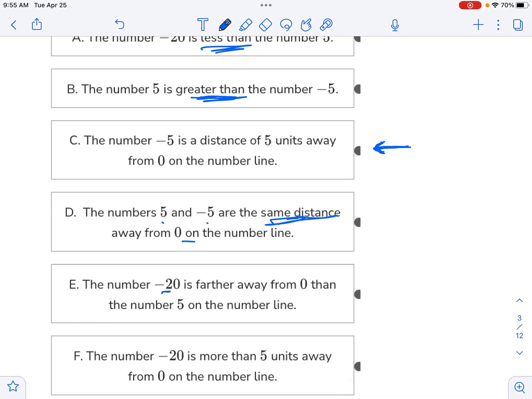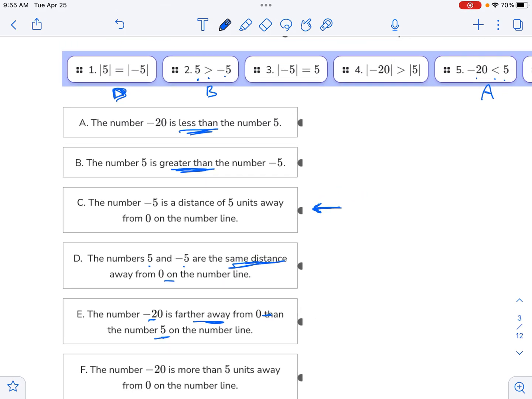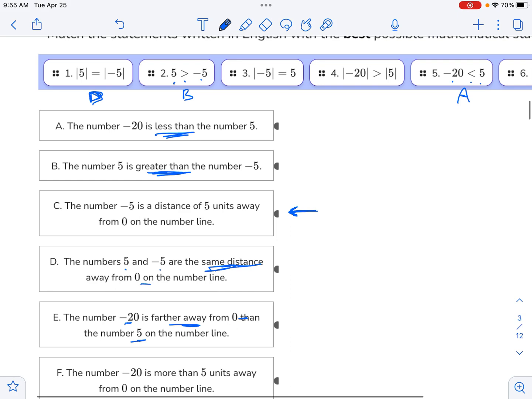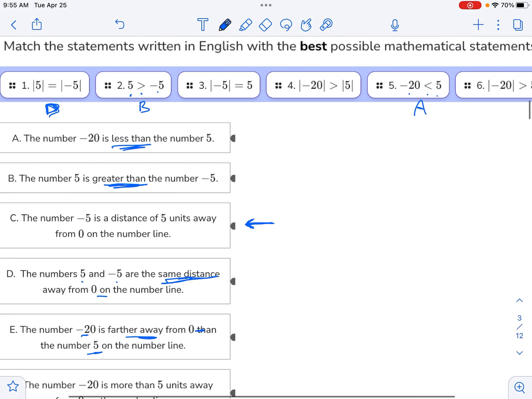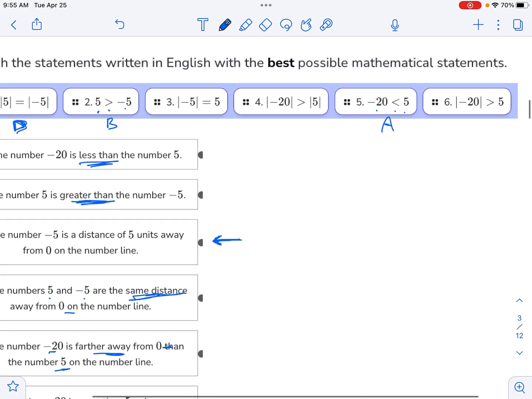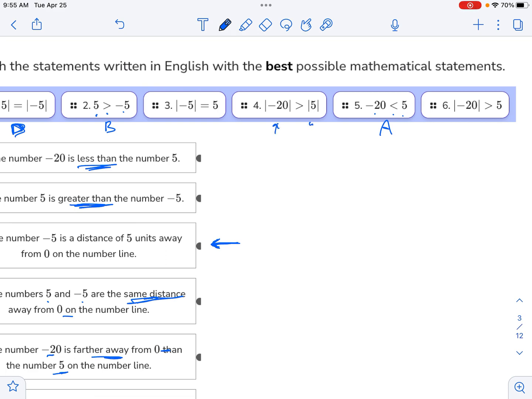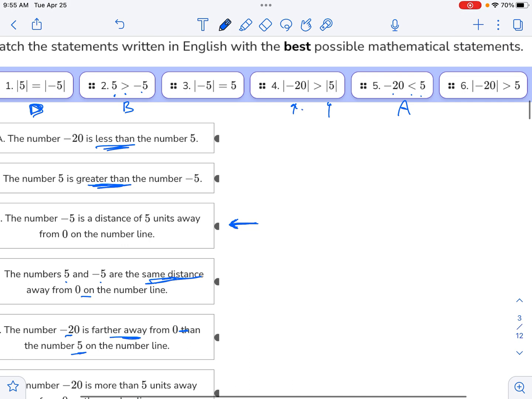The number -20 is further away from 0 than 5 on the number line. Okay, so further away, so we're talking absolute value here. So where's my absolute value? Okay, I've got a -20, and I've got 2 spots here. Now we're looking at absolute value, so it's both of these right here. It's further away, which makes it greater. So what letter is that? That's going to be an E right here.